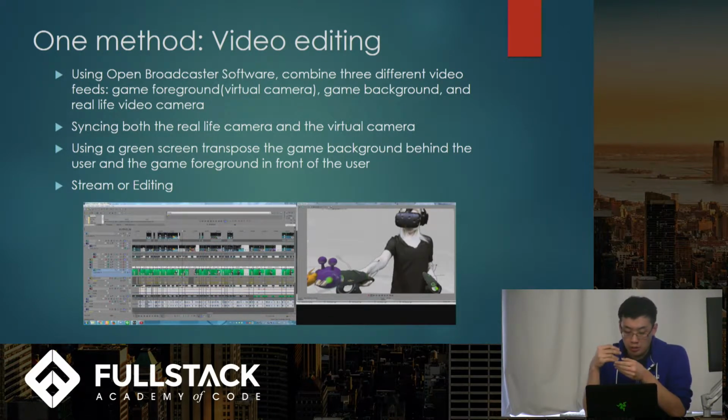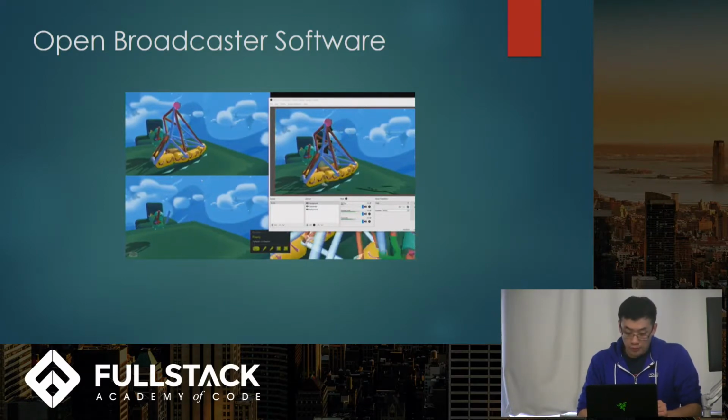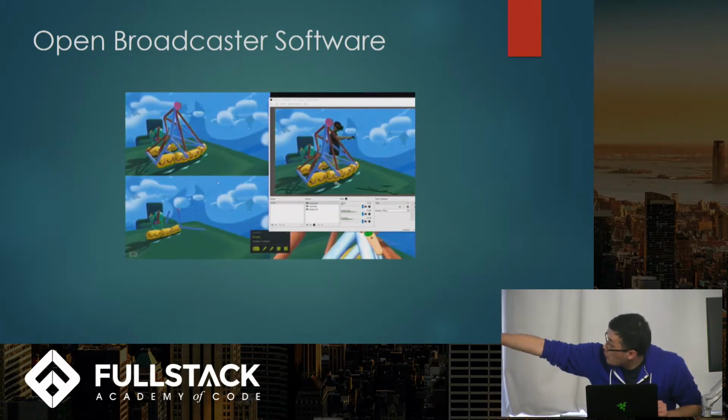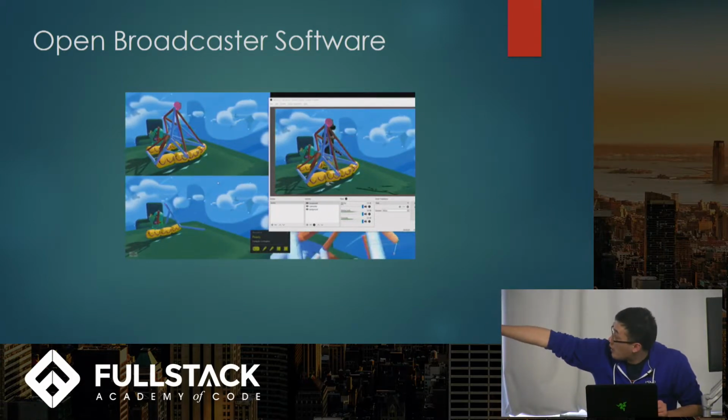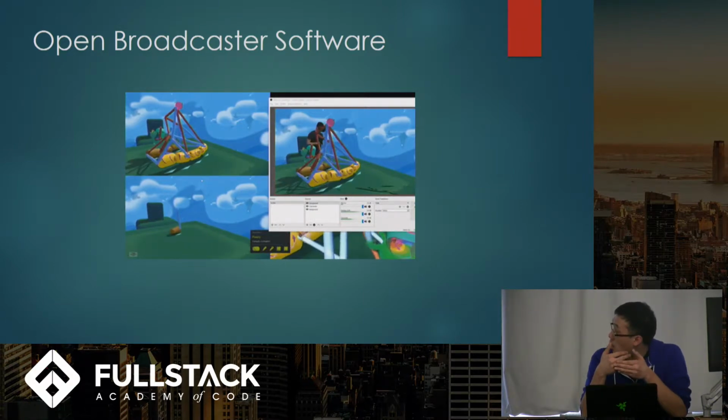Next, you basically transpose the game background behind the user and the game foreground in front of the user. And then at the final end, you could just stream what you have, or you could just edit. So this is basically it. You have the game's background in the 3rd quadrant, the game's foreground in the 1st quadrant, and you see in the OBS, you have all 3 layers on top of each other.